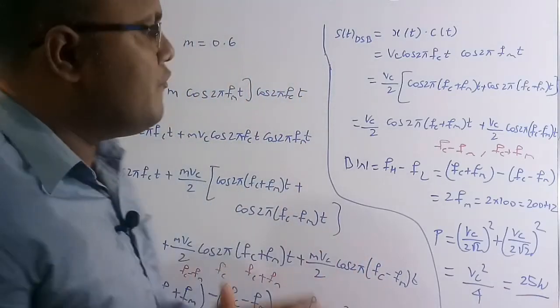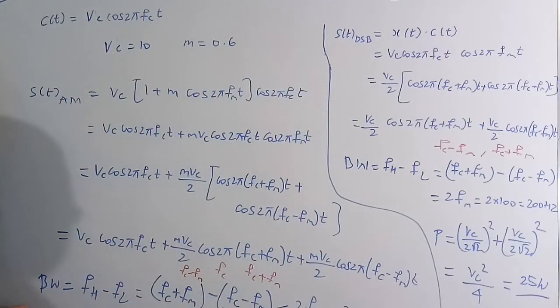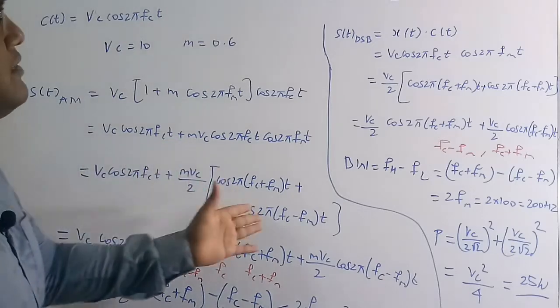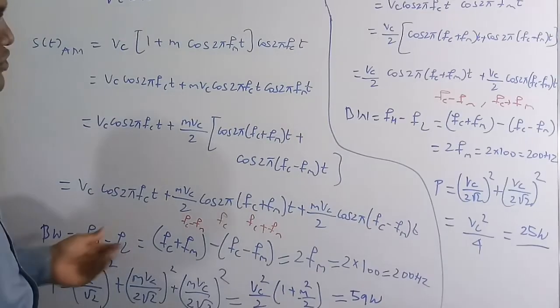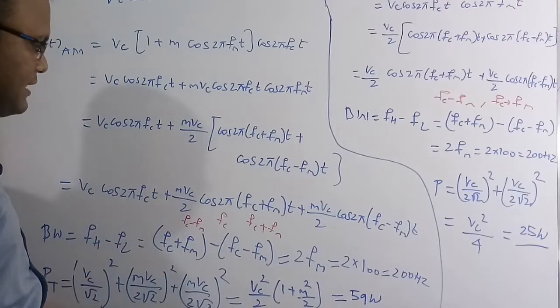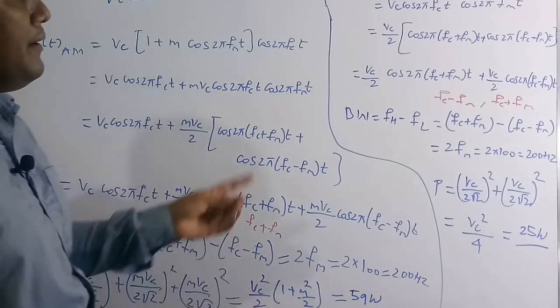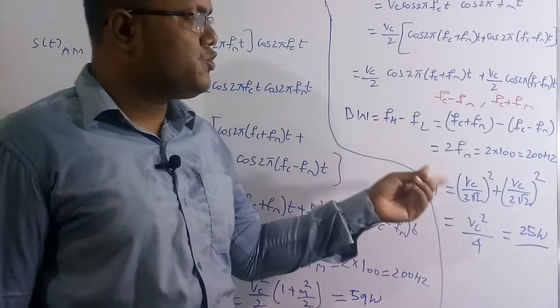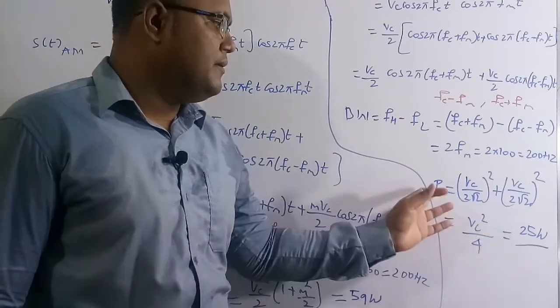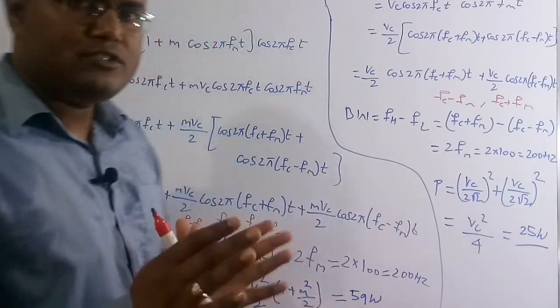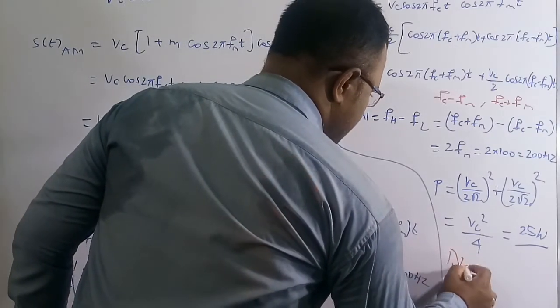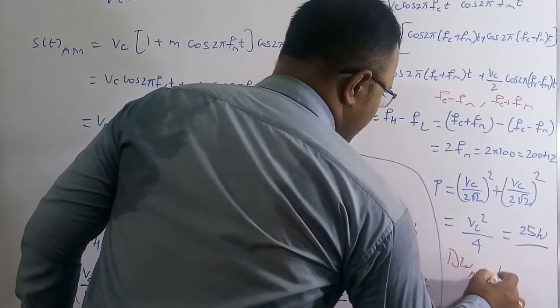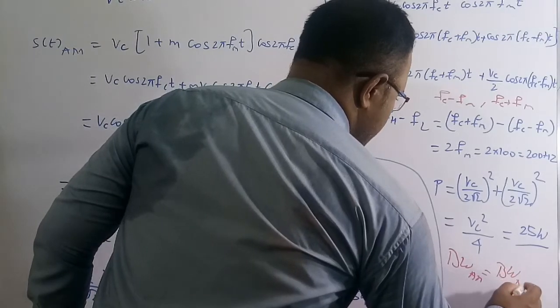So finally, we have calculated the bandwidth and the power in the AM and the bandwidth and the power in the DSB. So the bandwidth in the AM is 200 Hz and the power in the AM is 59 watt. And the bandwidth in the DSB is 200 Hz and the power in the DSB is 25 watt. So if you see carefully, we can conclude that the bandwidth in the AM is equal to the bandwidth in the DSB.